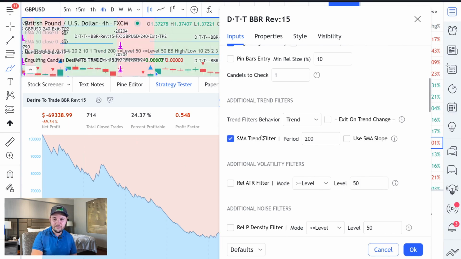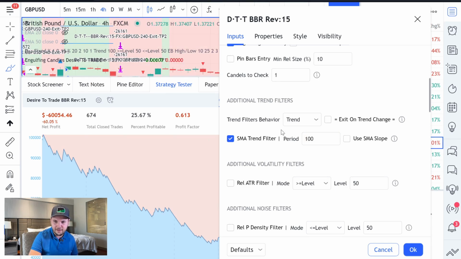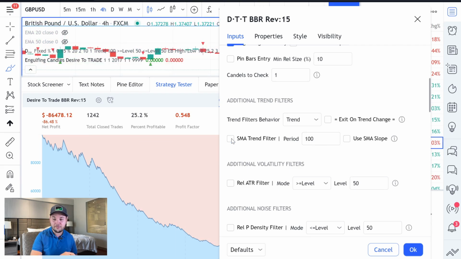Now, another thing I want to try is, we'll keep an eye on our win rate, by the way, as we move forward. 200 period, what if we do a 100 period? Okay, 25.6, that's good. So that's an improvement.